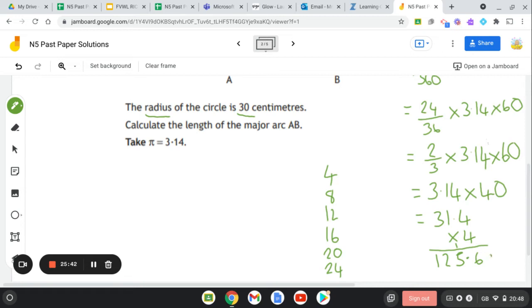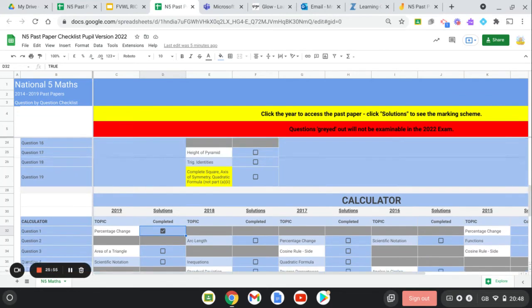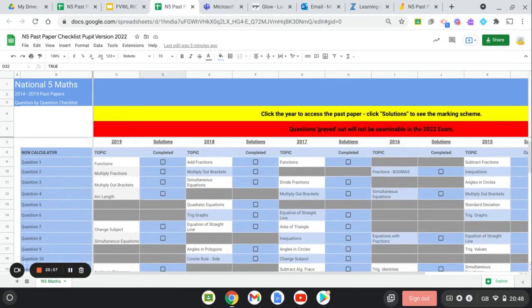125.6. And remember those units, and we can just underline to say, that's me, I'm done, I'm happy with my answer. You could then go back to your past paper Excel sheet, go back up to the non-calculator 2019. We've just completed arc length.